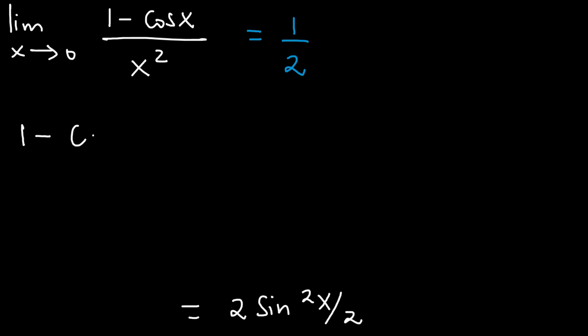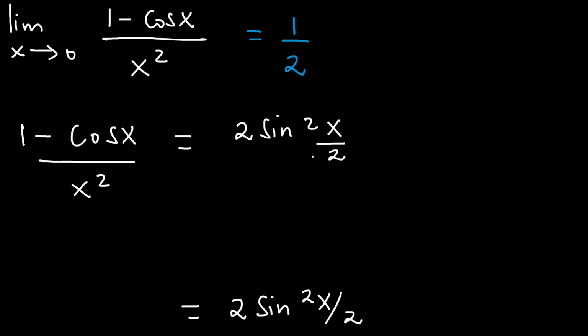Therefore, 1 minus cosine x divided by x to the power of 2 will be equal to 2 sine squared x divided by 2, divided by x to the power of 2. And at this point, we can multiply this by 2 and also this by 2.